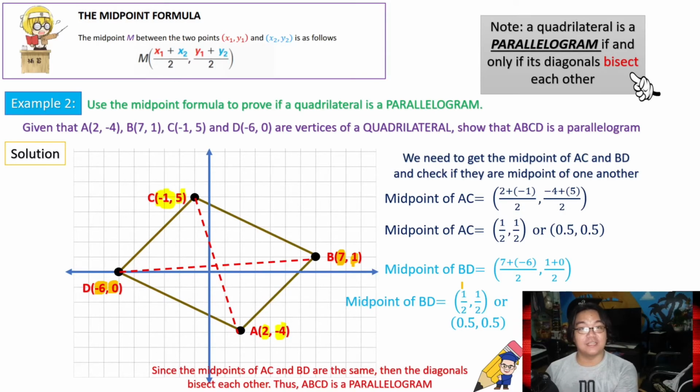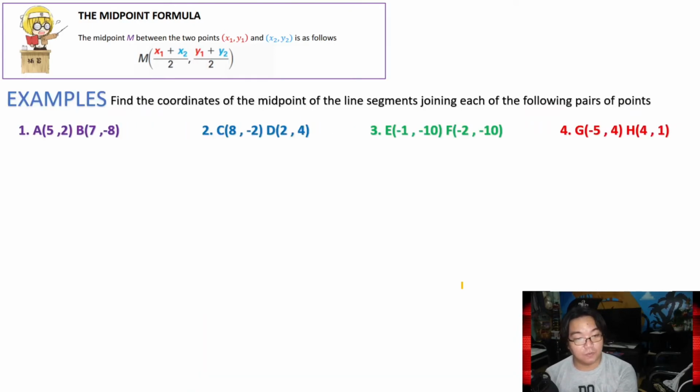Okay, so let's have more examples on how to use the midpoint. Actually, it's just easy. Find the average of the x and find the average of the y. So let's have number 1. Find the coordinates of the midpoint of the line segments joining each of the following pairs of points. Number 1, points A and B are located at 5, 2 and 7, -8.